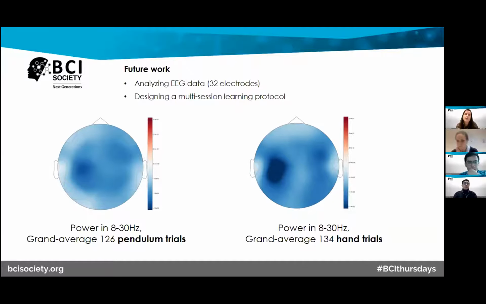I think that was our main hypothesis, that given that the feedback was based on the C3 electrode, it would mainly be specialized at this location, but that would be something interesting to look at to compare and to explain the different performances of the participants.